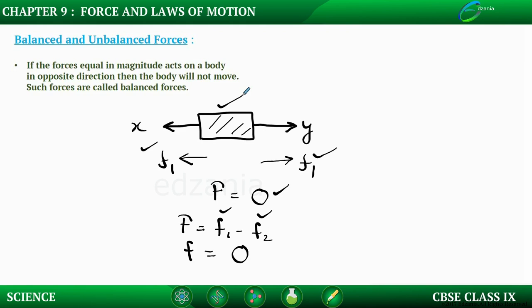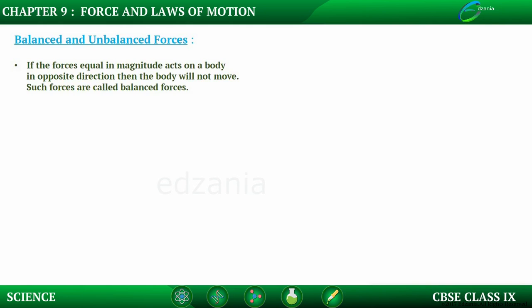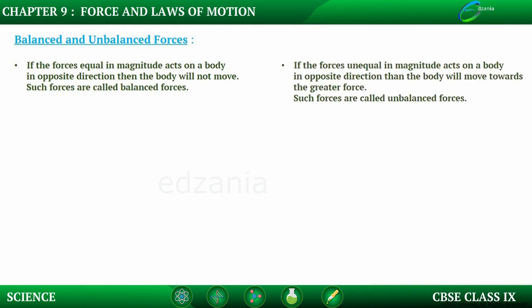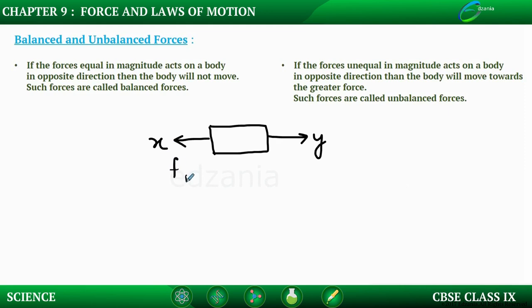Thus, we can say that these forces are called balanced forces. Now, what are unbalanced forces? If forces unequal in magnitude act on a body in opposite directions, then the body will move towards the greater force. Such forces are called unbalanced forces. Let us see the example again. Let us consider this box again, which is tied with strings X and Y on the opposite sides. Let us say that force F1 is applied on string X and F2 is applied on string Y.